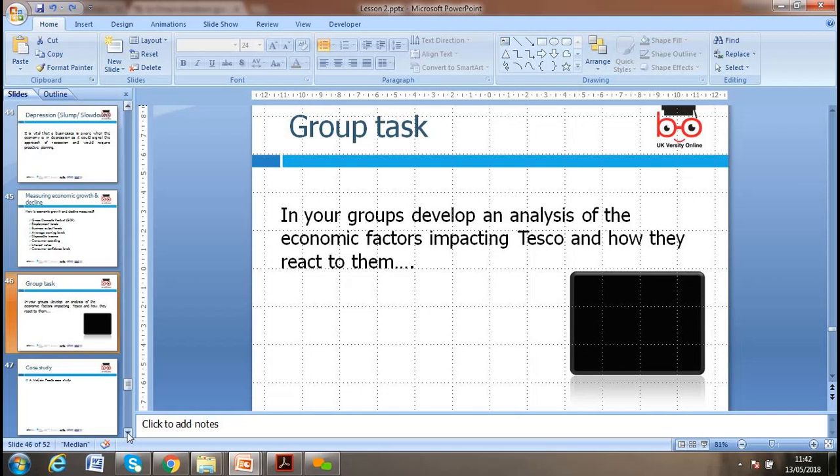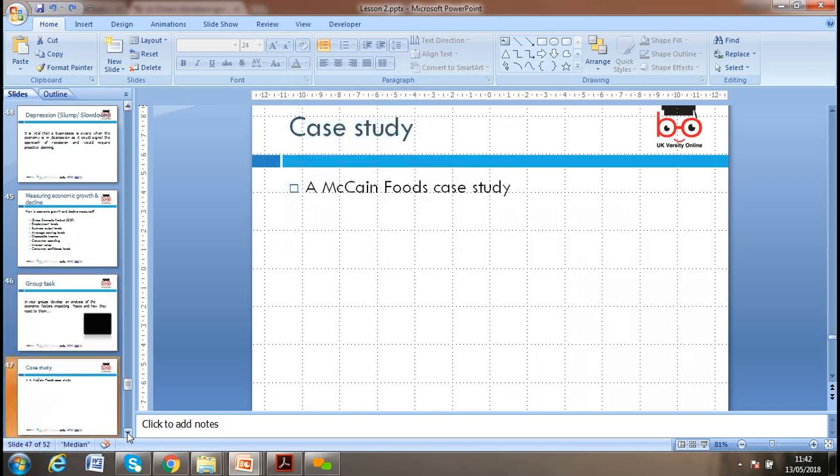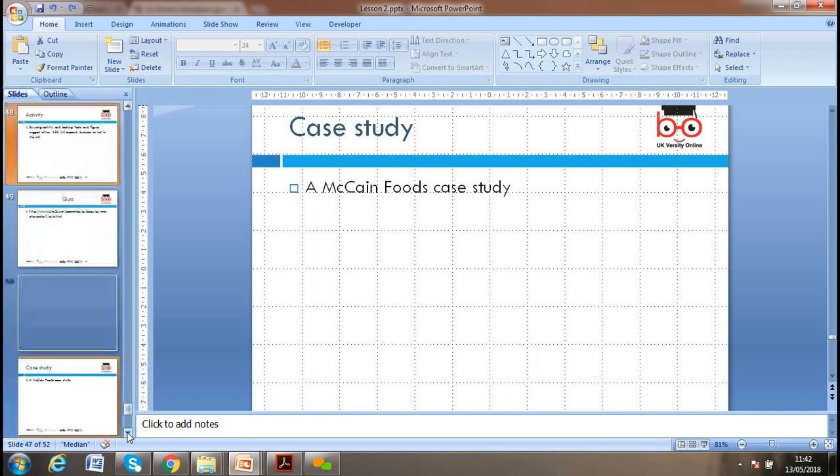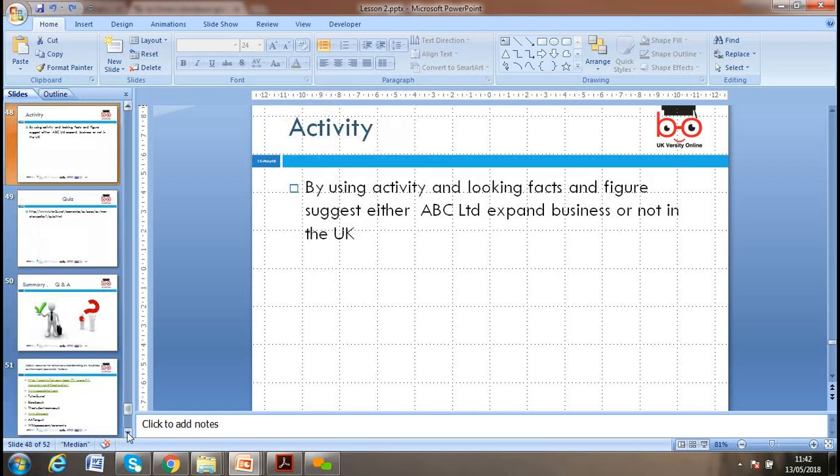Okay. Of course you can do this in groups. We're not doing class-based learning, but that task we can complete on our own. In your group, develop an analysis of the economic factors impacting Tesco. Tesco is one of the big UK supermarkets. It sells different types of products and has quite a world presence in international business as well. They have operations in various countries like India and China and the rest of the world. I uploaded the case study during lesson one as well, which is quite good to look at when you do LO2, as well as McCain's Foods. The case study is quite good to go through in detail. That will help you to clear your concept.